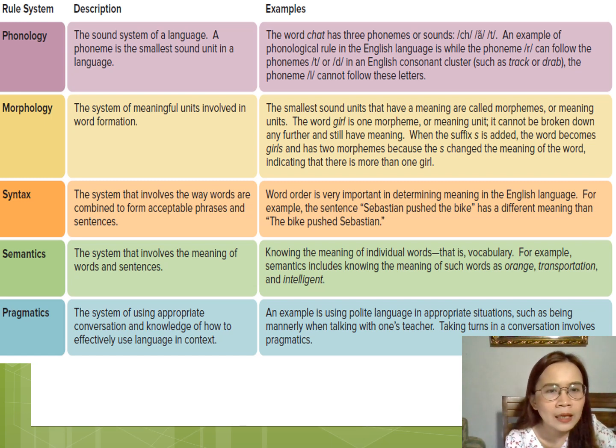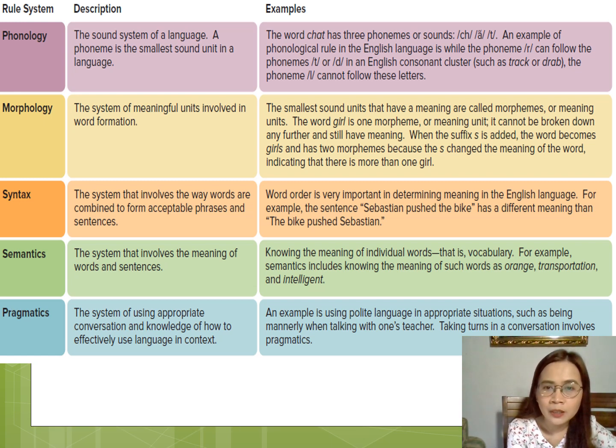Okay, so another one is the morphology or the system of meaningful units involved in word formation. So ito yung morphema sa Filipino. Morphology. The smallest sound units that have a meaning are called morphemes. So kailangan merong kahulugan, no? Kumbaga ito na yung vocabulary, parang ganun.